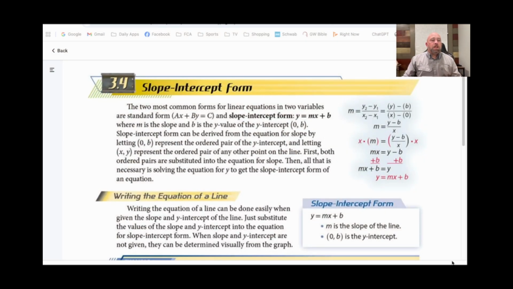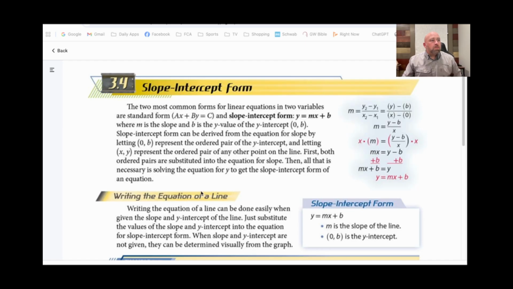In today's lesson, we're going to be in 3.4. We're going to be working on what's called the slope-intercept form. I've also heard it called the y-intercept form. Remember, a couple lessons ago, we learned the standard form of the line, and now we're going to learn the y-intercept form of the line. So go ahead and jump over to your book. We are on page number 98.